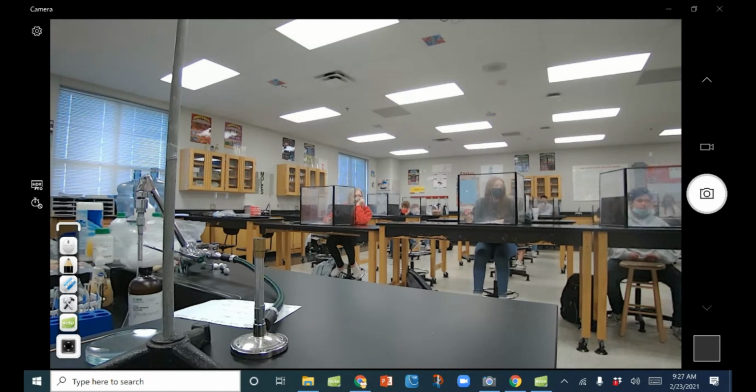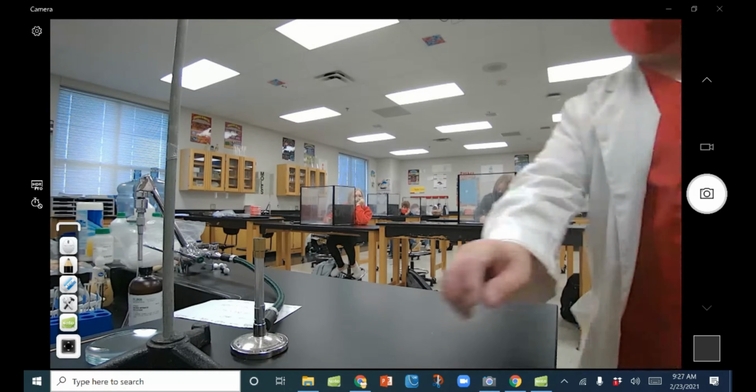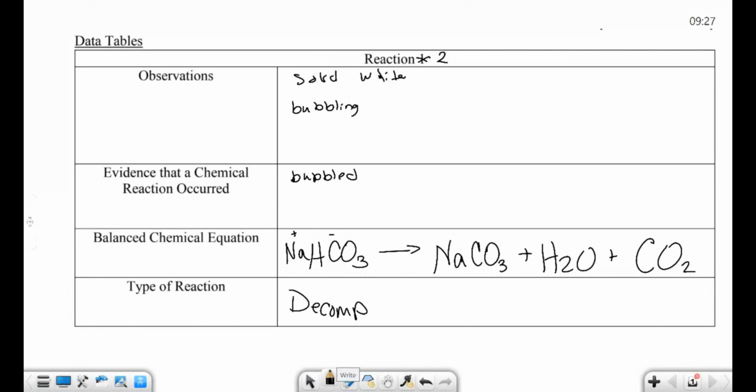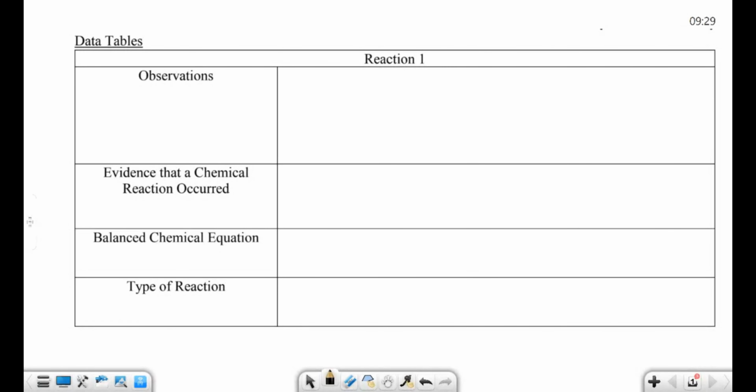This next one is really cool. It's one of my favorites. Let's go back to here. So do we get that? What was evidence of a chemical reaction? What are some more observations? The liquid turned greenish blue. And silver crystals formed.